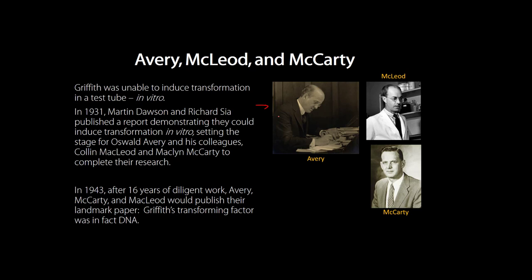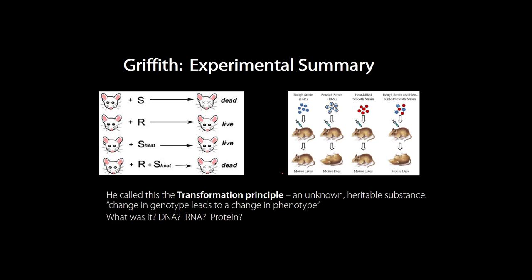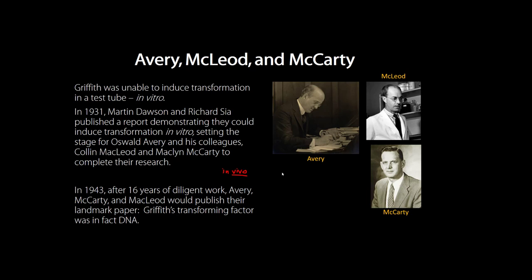Okay, so one of the biggest little breakthroughs, which you're not going to read about in probably any book because it's not that important of a detail, but I think it really is a bridge between Griffith and Avery, is that in 1931, Dawson and Sia published a report that showed what Griffith couldn't do, that they could repeat the work in vitro. Okay, and by doing this in vitro, you have to understand, when you do an experiment in vivo, which means literally in life, which is what he was doing with mice, you have to understand that when you do an in vivo experiment, there's a lot of stuff going on inside a living body that we can't control or even understand.